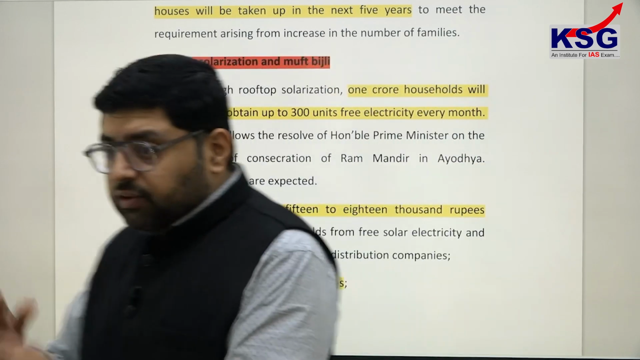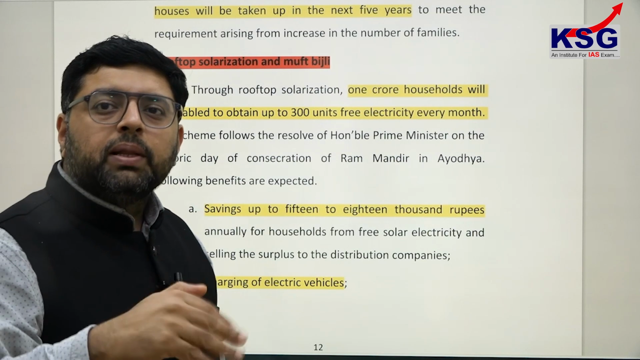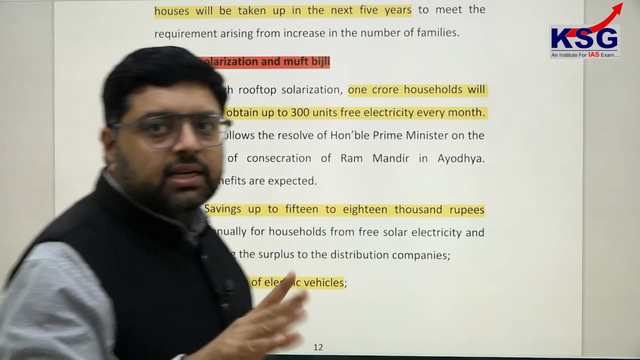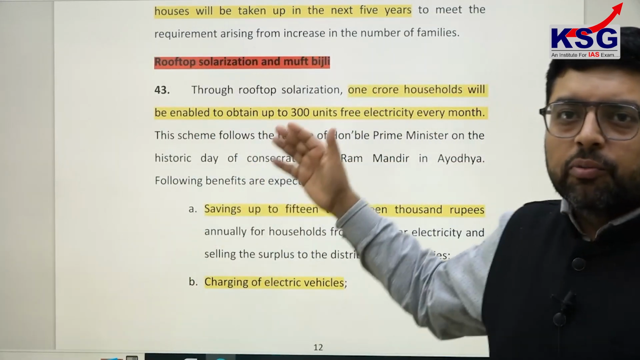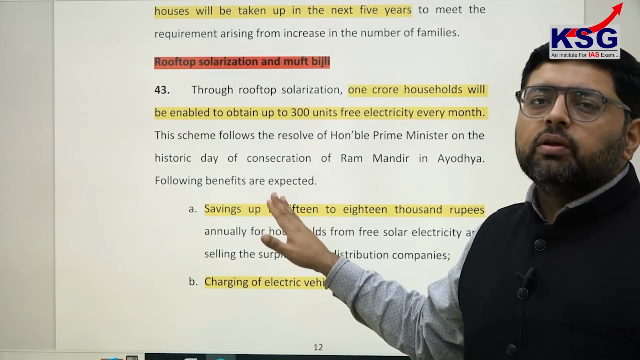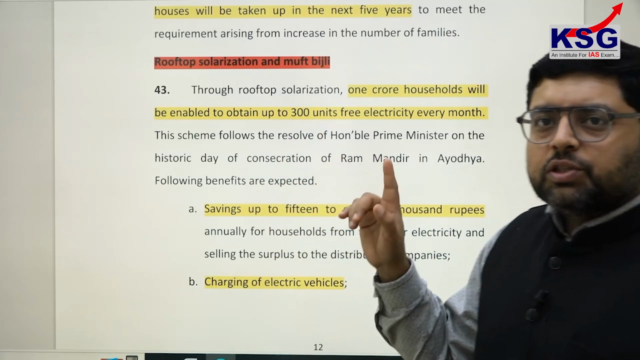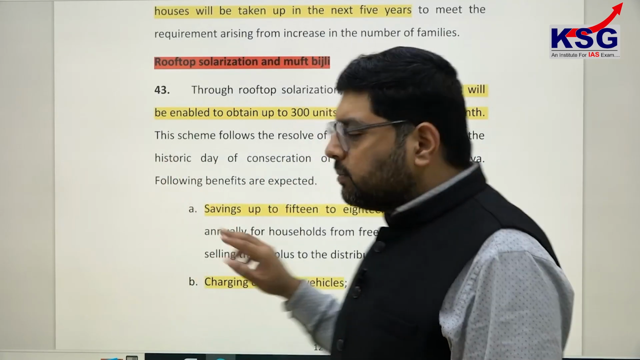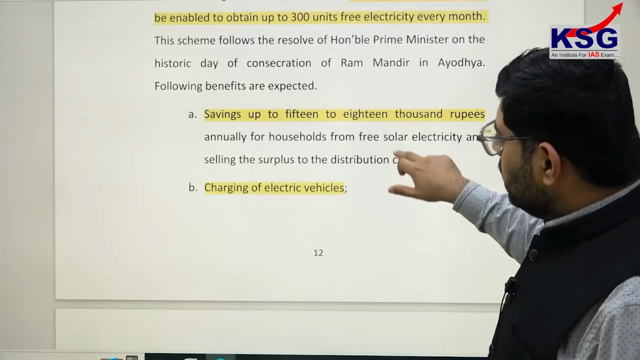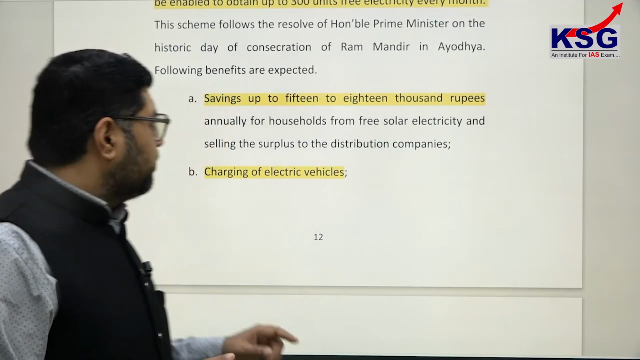Now if we are able to do this, what will be the benefits? That has been mentioned in the budget speech. The document open in front of you is nothing but your budget speech. You can get this document from the ministry website also, that is the finance ministry website. In my first part video I told you where you can get it. I request everyone to go through the original document.